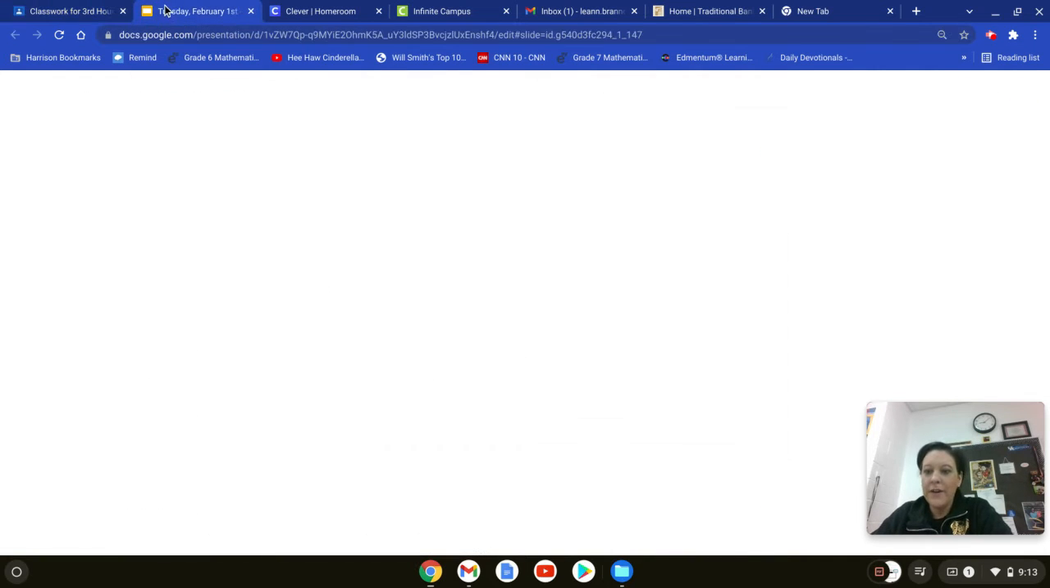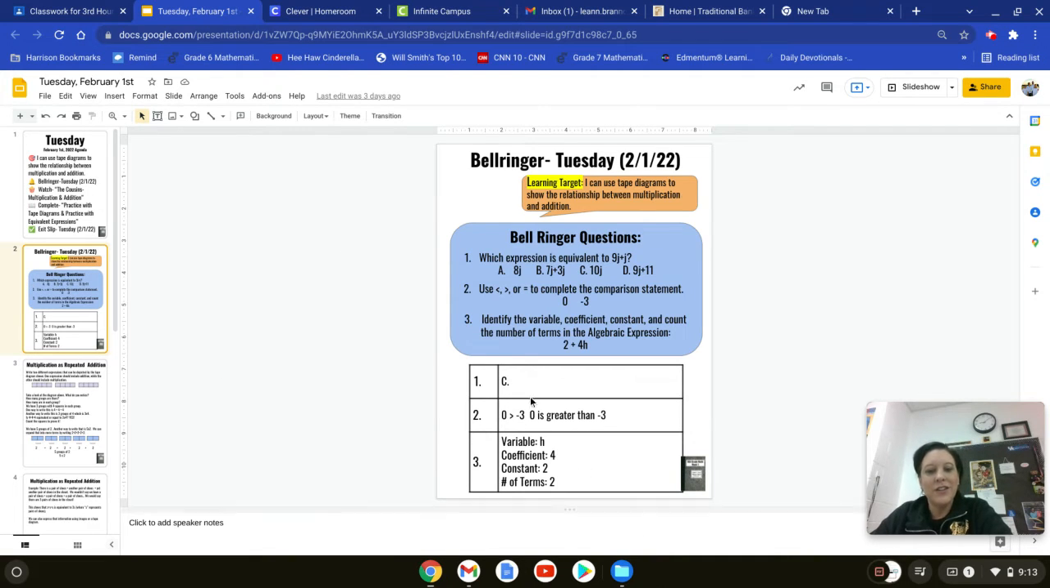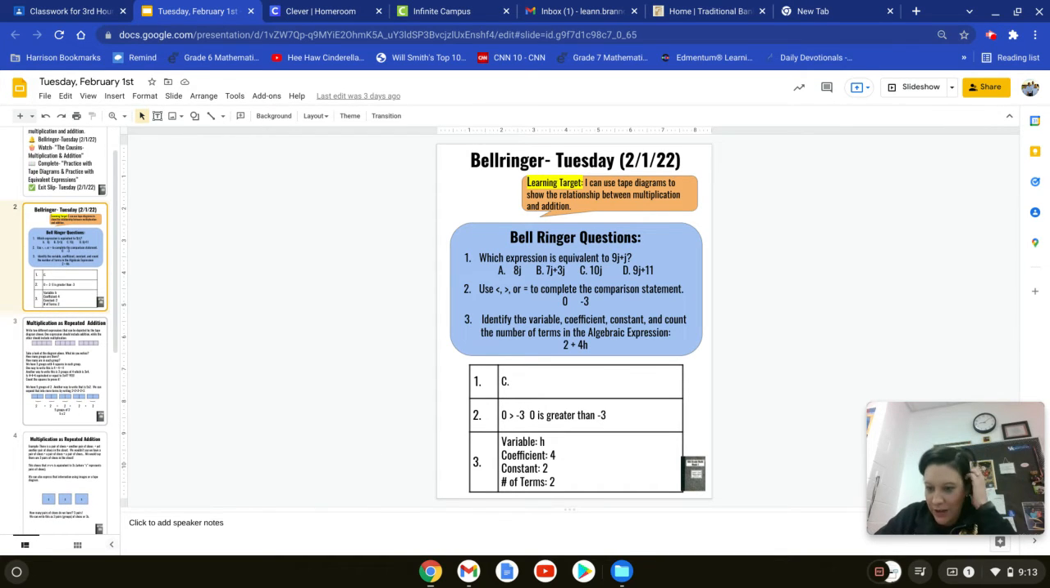I kind of goofed. When I posted your assignment, I posted the one where I had answered your questions. So, number one is C, 10J. Number two, 0 is greater than -3. The variable is H, the coefficient is 4, the constant is 2 because that's what's being added on. And there are two terms where 2 is a term and 4H is a term. So that's your bell ringers in review that was already done for you.